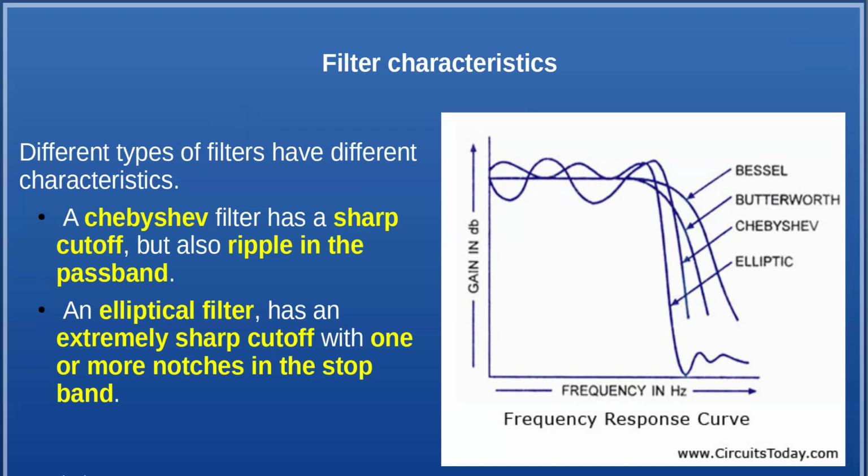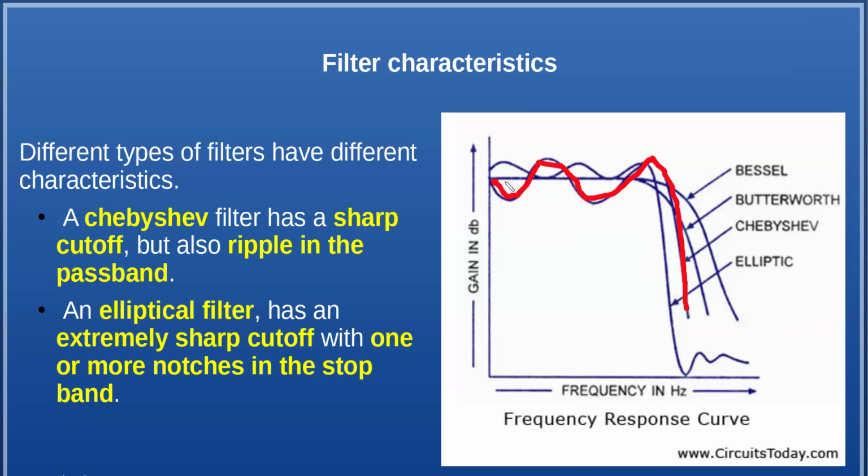It's got a very, if you notice, fairly sharp curve. The only thing better is the elliptic. It does have what we call passband ripple. See that in the passband, the amplitude or the insertion loss is going to vary.